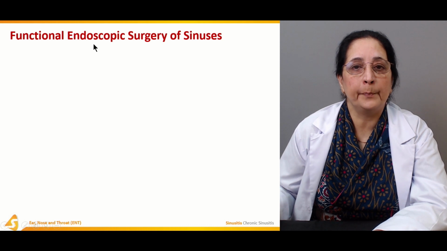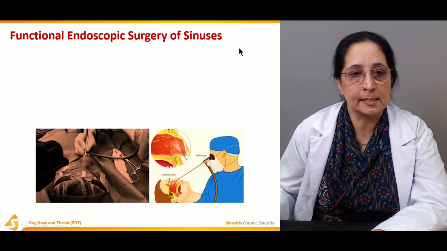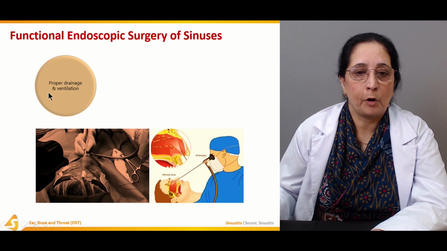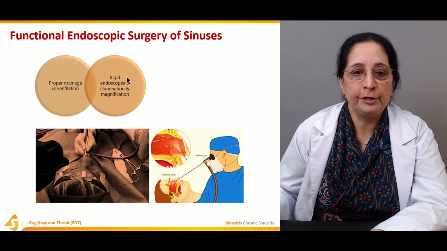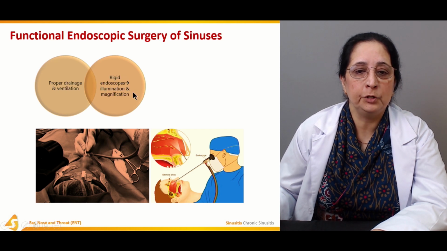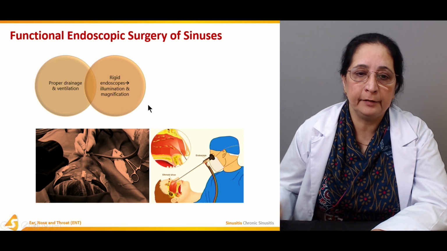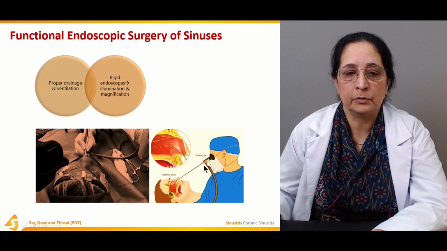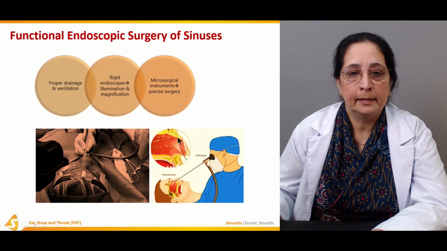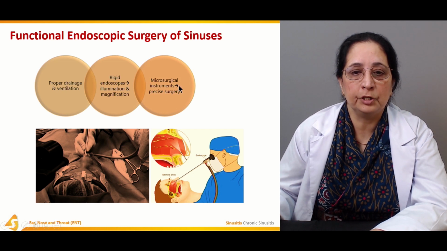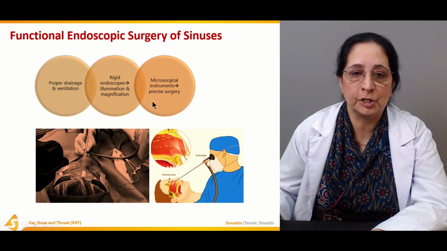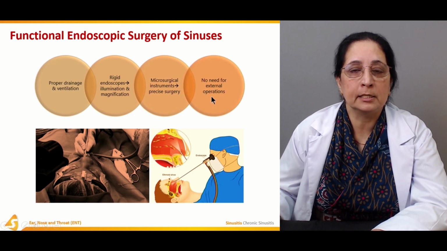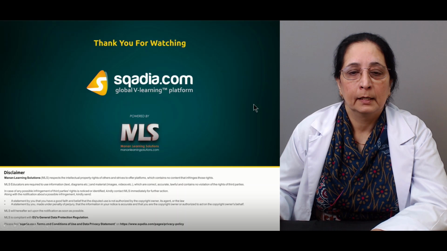Functional endoscopic surgery of sinuses. We have proper drainage and ventilation. Then we have rigid endoscopes. We use illumination and magnification for that. This is the endoscopic surgery of the sinuses being performed. Then we have microsurgical instruments, precise surgery, and no need for external operation in this case.